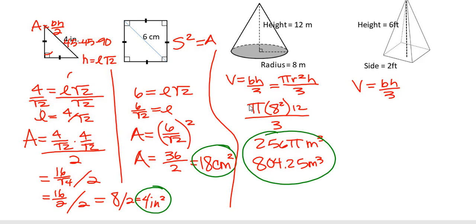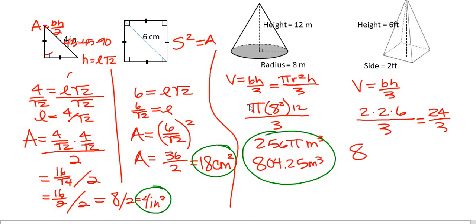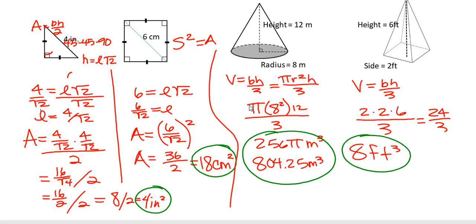Our base here is a square, so we're going to find the area of the square first. That's going to be 2 times 2. Our height is 6, and we're going to divide all that by 3. So 2 times 2 is 4, times 6 is 24, divided by 3, which means this is going to be 8 feet cubed again, because remember it's volume. And you need to make sure that you put the right units on these, because if you don't, you're going to miss points on the performance exam.